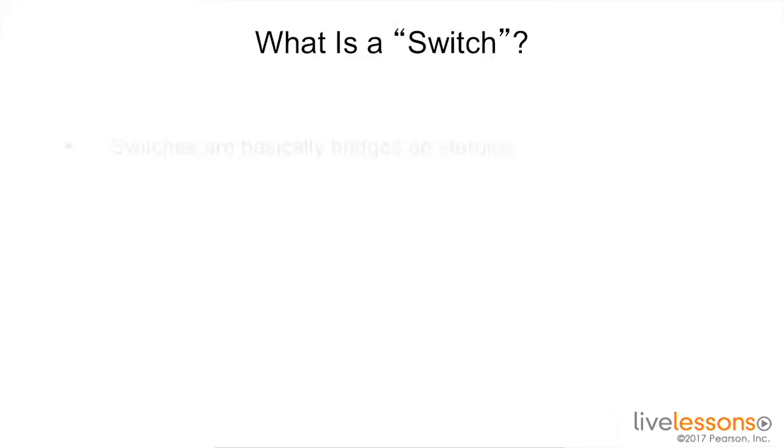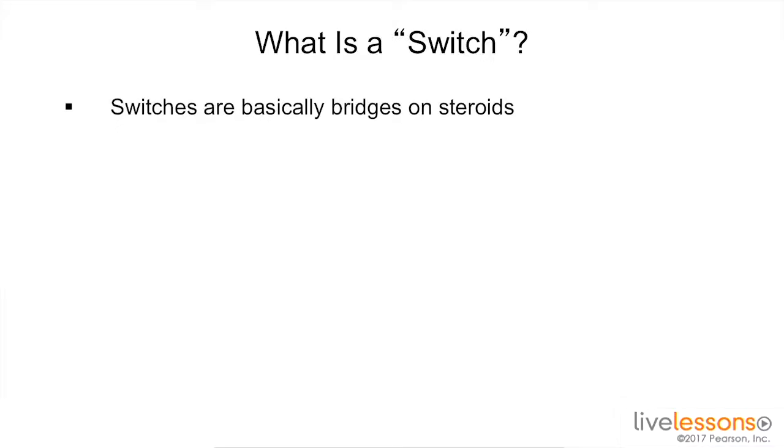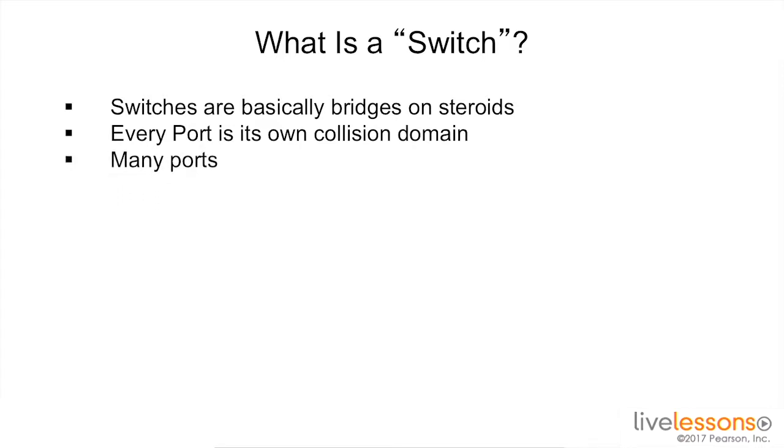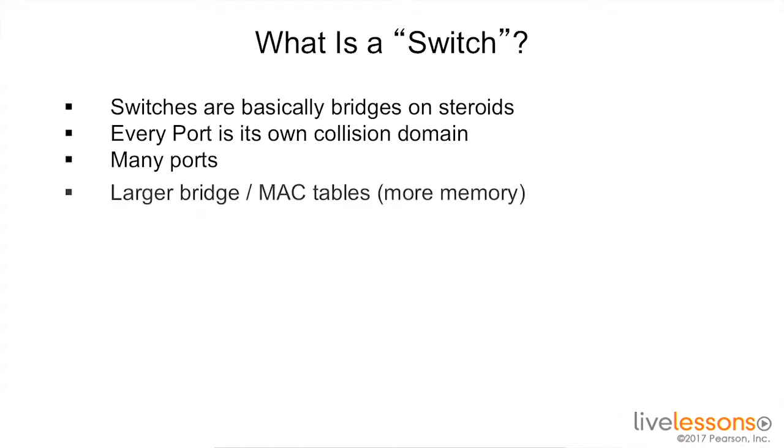So first of all, just to review, what is a switch? Switches are like bridges on steroids. Every individual port is its own collision domain, which allows your network to be more efficient in how devices communicate. They can have many, many ports. So depending upon the switch, you can have 32 ports all the way up to hundreds of ports.